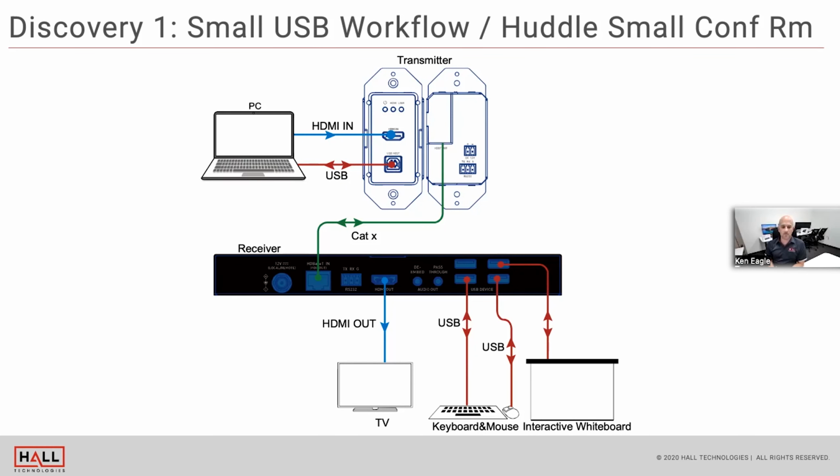Okay, so let me show you an example of a USB workflow that we would use in a small size application. And by small, I mean a simple conference room from 2 to 5 people. Sometimes this is called a huddle space. Sometimes it's just a conference room. It's an informal meeting place where people can get together and share some ideas. And here at Hall Technologies, we use a product called Discovery. In fact, this is an example of our Discovery One product, which has a single gang transmitter. That's why it's called One.